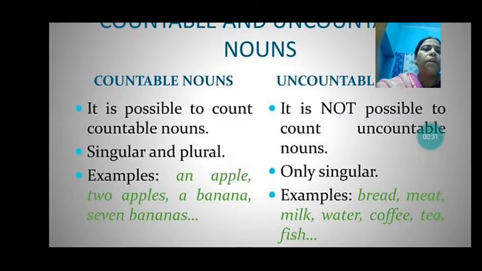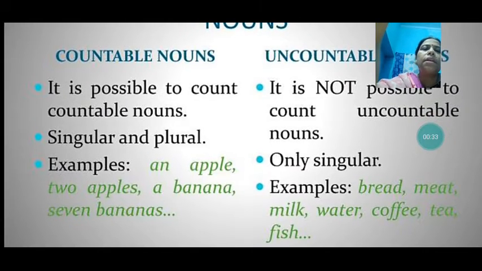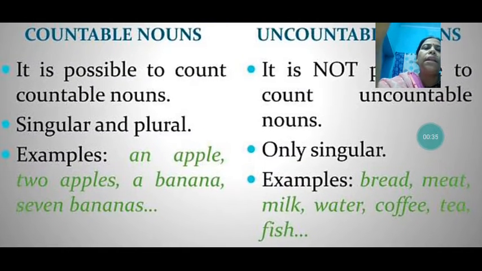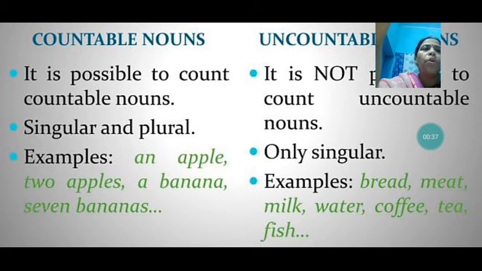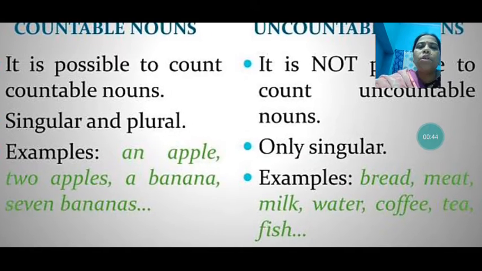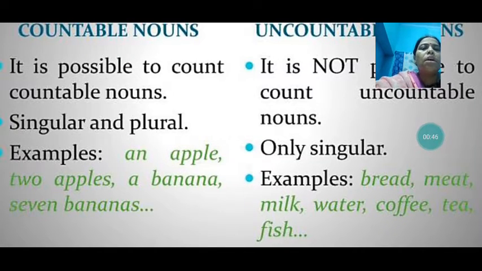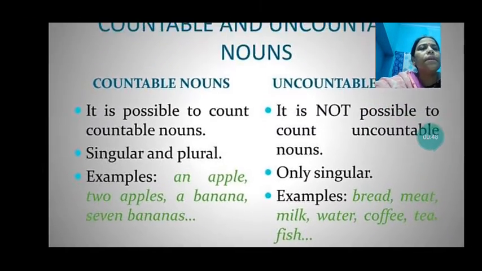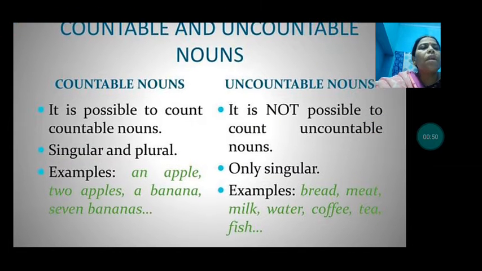Example, an apple, two apples, a banana, seven bananas. So an apple indicates that there is one apple. Two apples indicate that there are more than one apple. Then a banana means one and seven bananas means more than one. Now, it is not possible to count uncountable nouns.